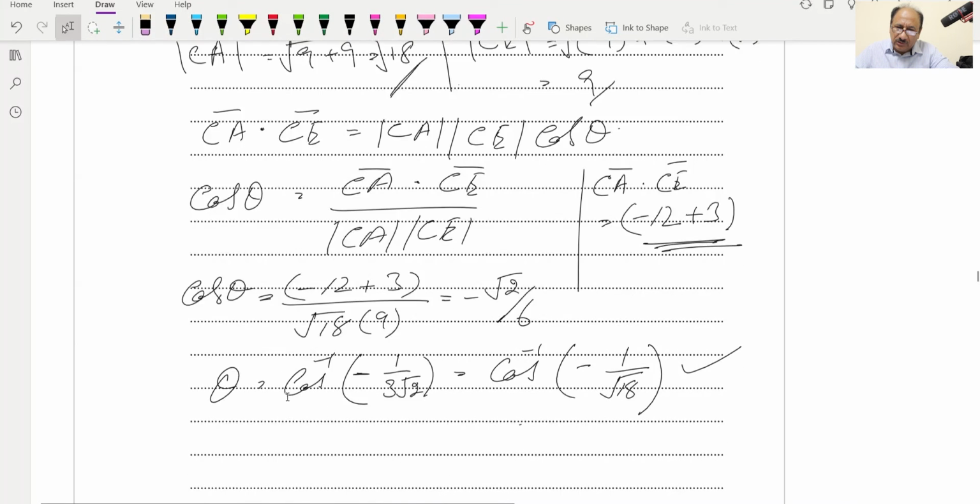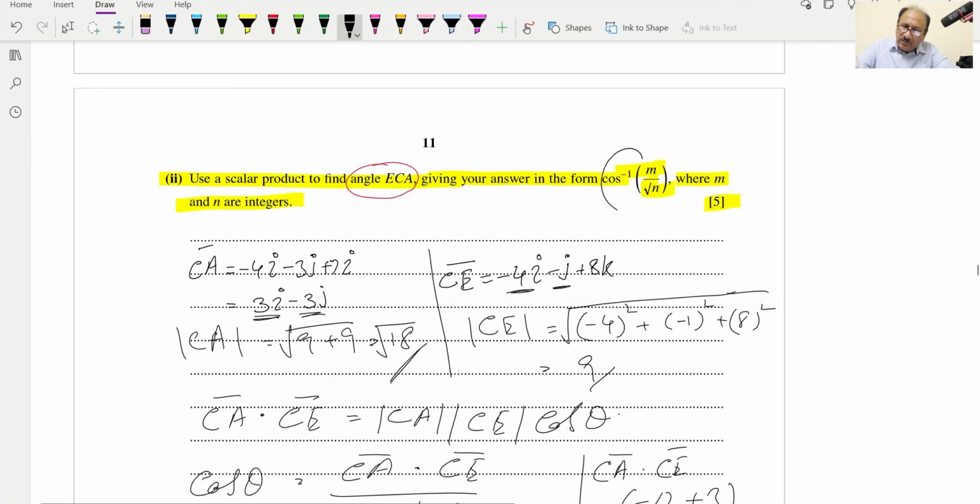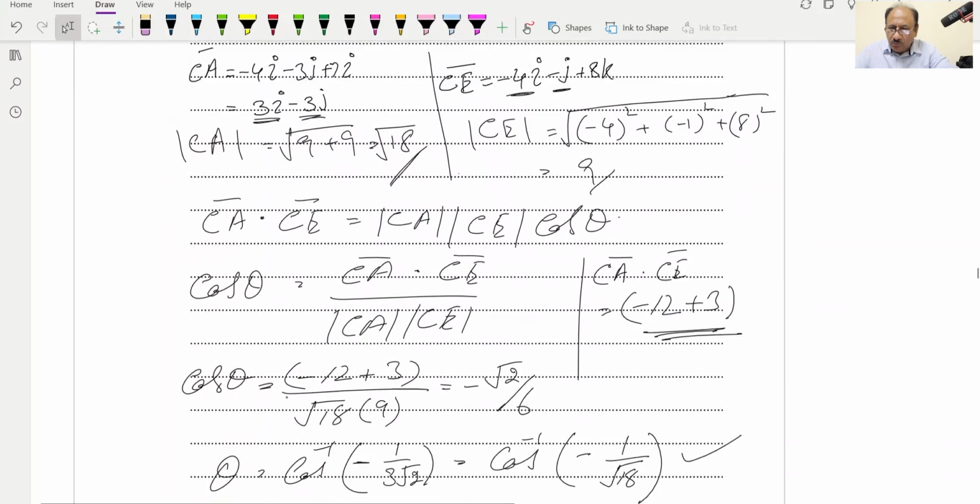which is in the same format which is required over here, cos inverse of m over root of n.